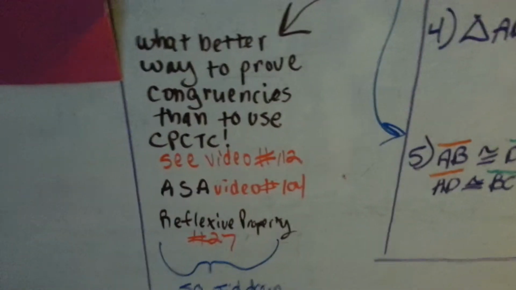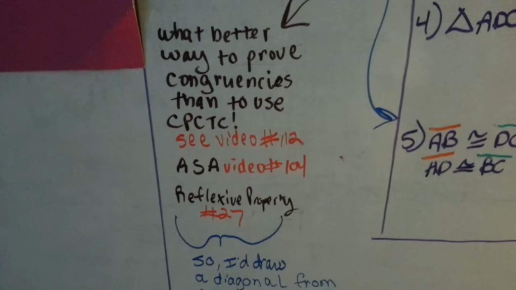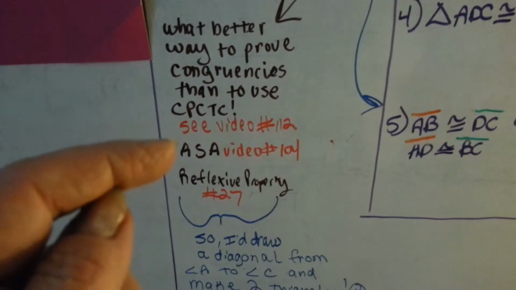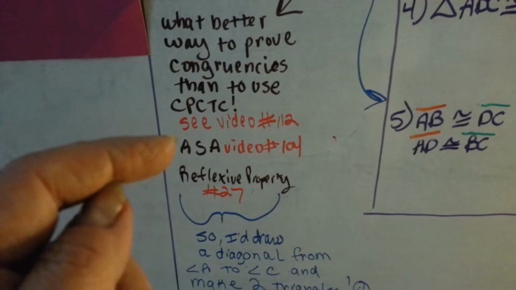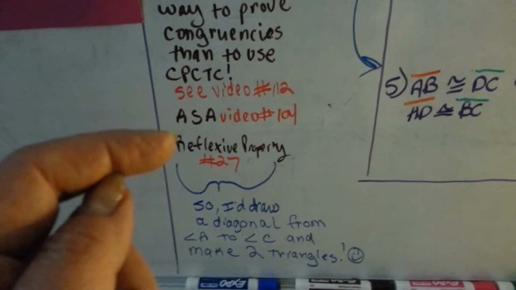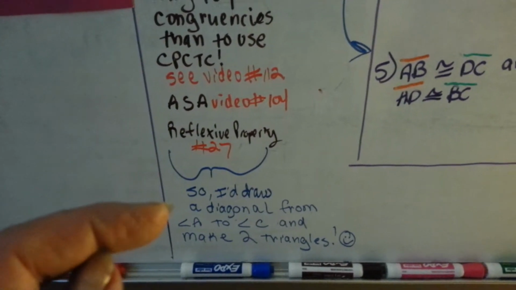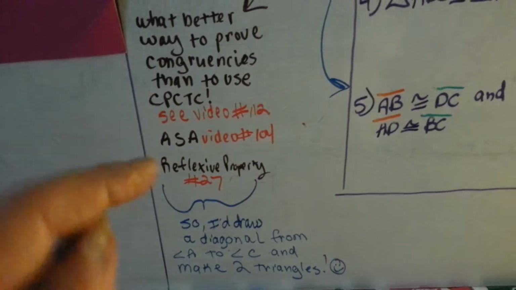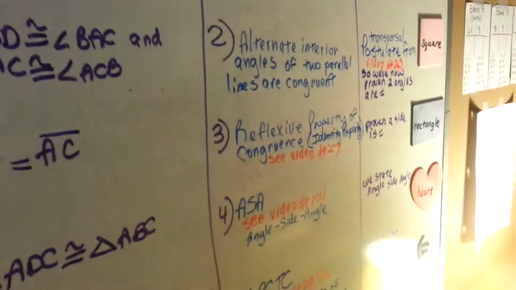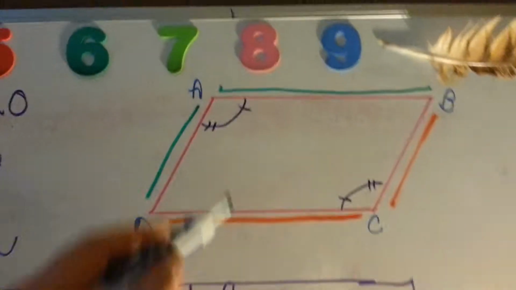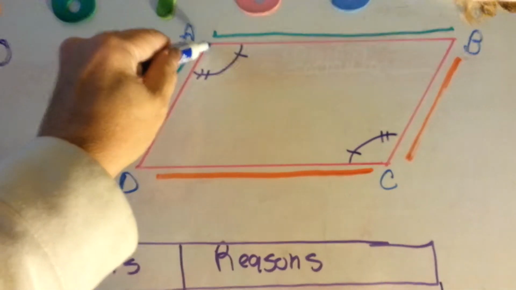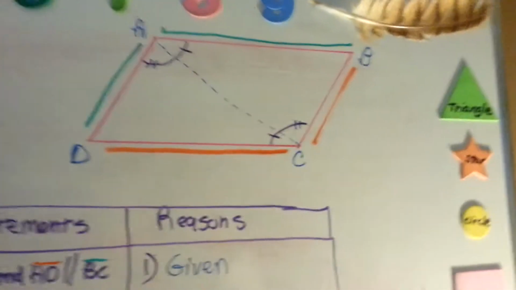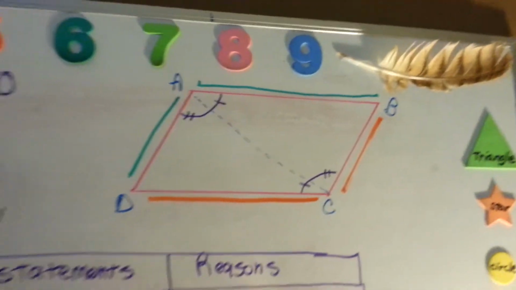Now, if you remember from our past proofs, what better way to prove congruencies than to use CPCTC, which is explained in video 112, or the ASA rule, which is video number 104, or the reflexive property, which is also identity property. So I would draw a diagonal from angle A to angle C and make two triangles so that we could use these, okay? So I'm going to draw a line, a diagonal, and what that's going to do is create two triangles. That's going to help us prove things.